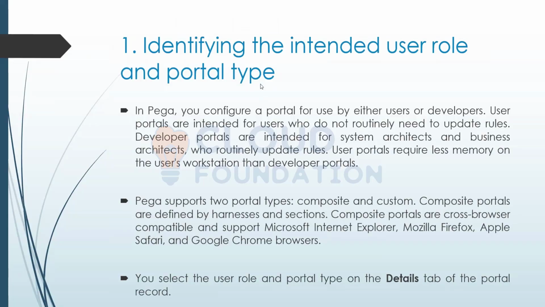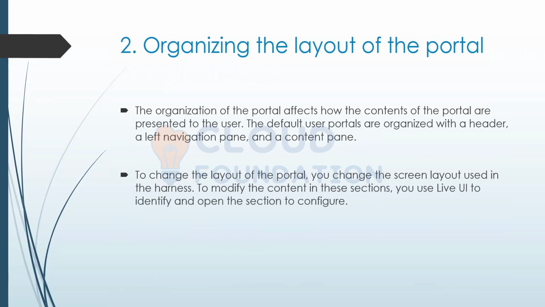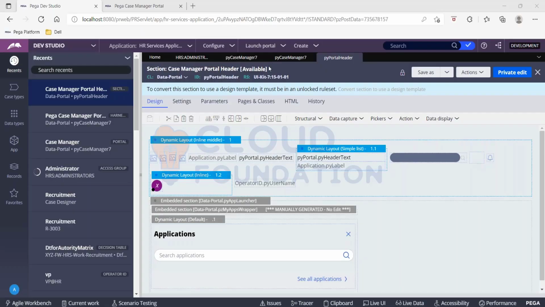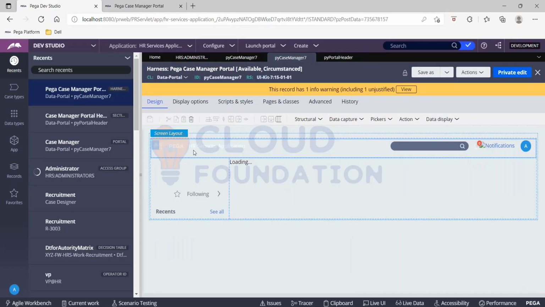The second step is going to be organizing the layout of the portal. Once you know the portal hierarchy, you know what harnesses are involved and what screen layouts are involved. Once you know that, you can start organizing the layout as per your requirement. So how do you do that? So I can decide how to design my layout.